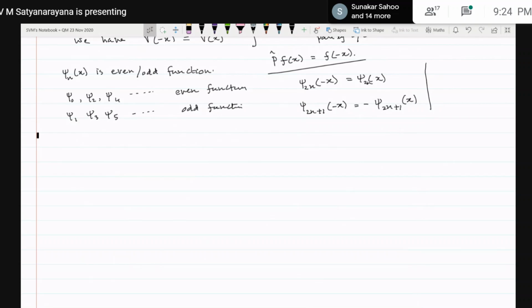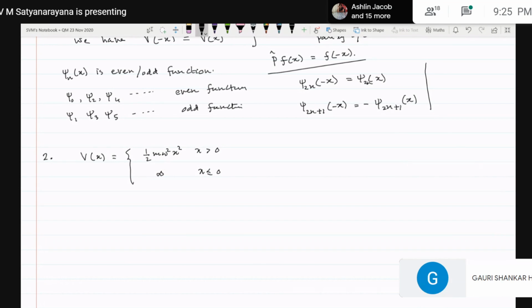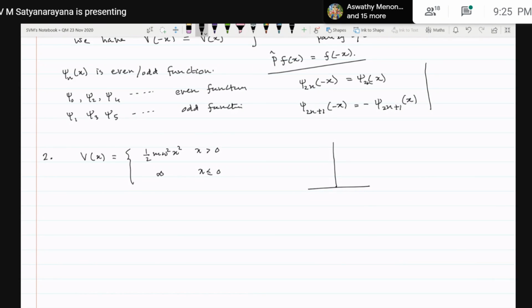Now, you can see that this understanding will help us to ask questions like this. For example, if someone says, I have a potential which is slightly different: it is half m omega square x square for x greater than 0, but it is infinity for x less than or equal to 0. That means on one side it is like a harmonic oscillator, but on the other side it is infinite.